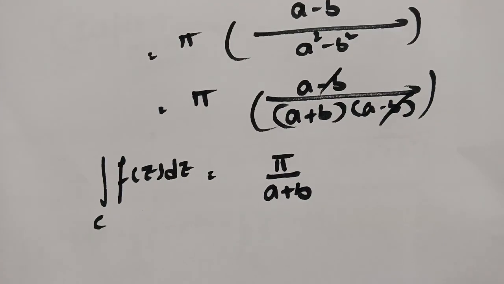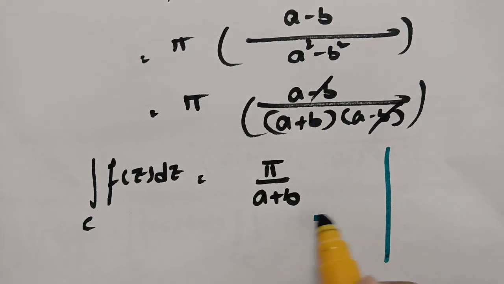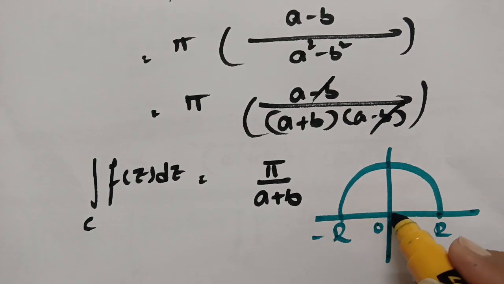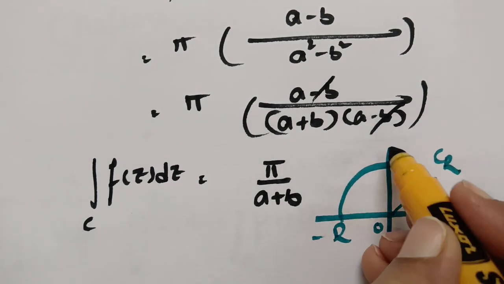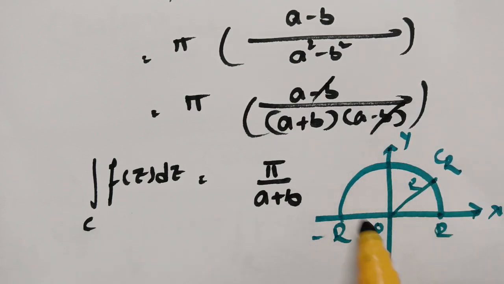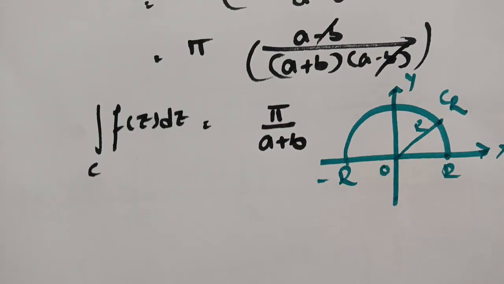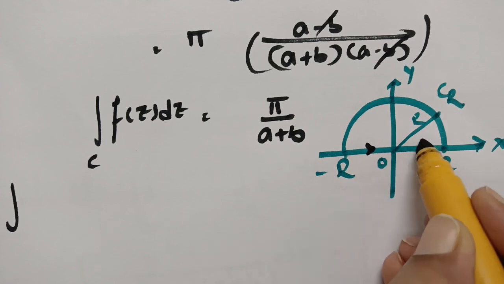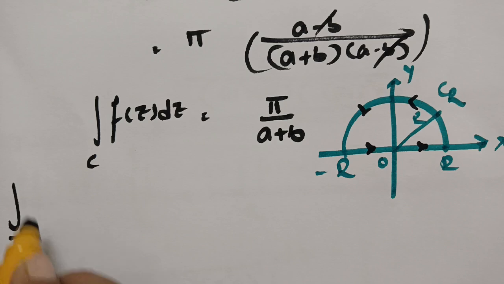Now here comes the problem. Here we have to consider this contour. What is the closed contour here? It is a semicircle with center 0 and radius r, called Cr. This is the x-axis and this is the y-axis. The total integral we have to split, so the total integral goes from minus r to plus r, and this is the closing.